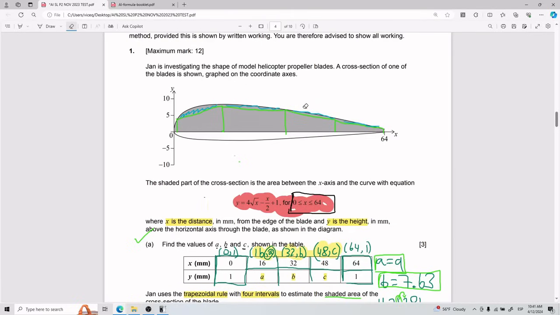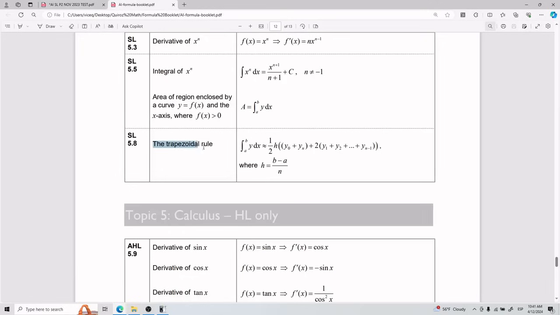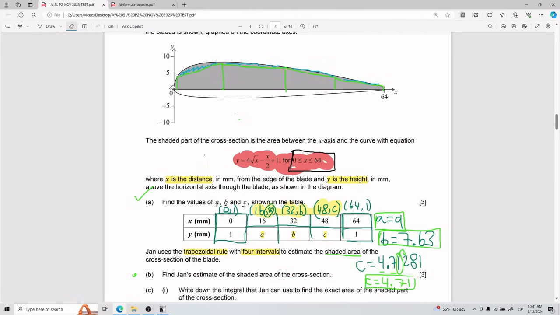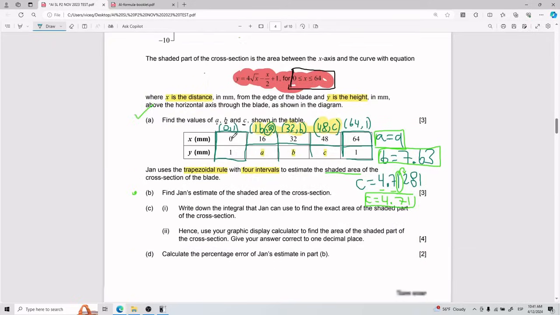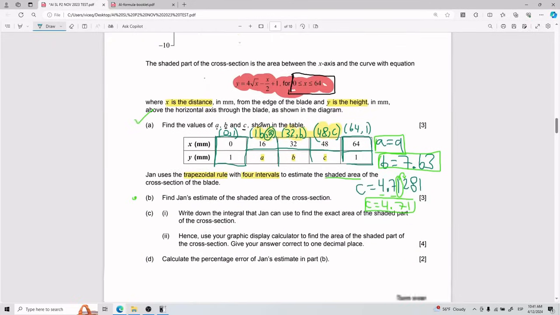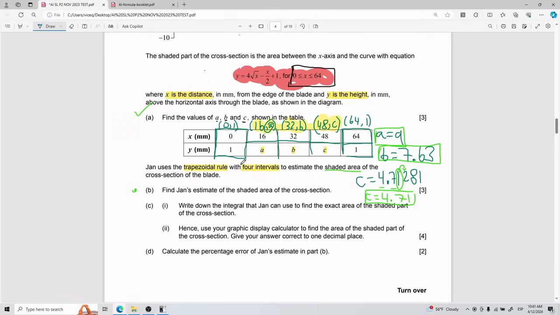Now, how do you identify how many shapes you use and the area of these shapes? That is where the trapezoidal formula, or the trapezoidal rule, is actually very useful. The first thing we have to identify, which they actually tell us, is how many shapes you're going to do. Here it says with 4 intervals. So think about it this way: 4 intervals means 4 shapes, all right?